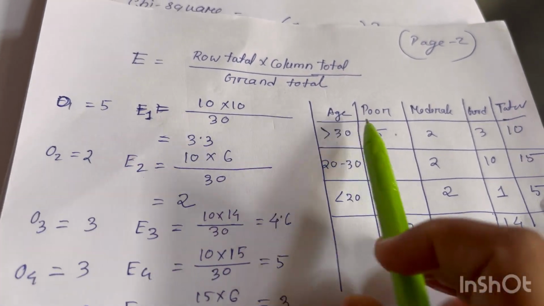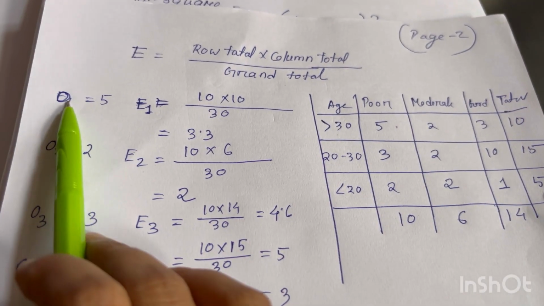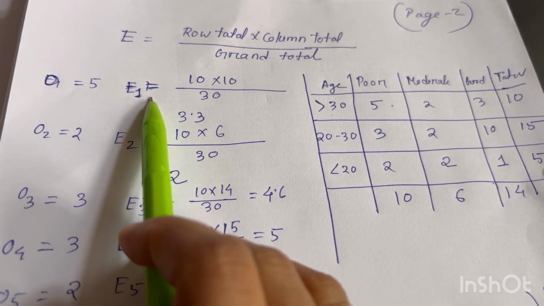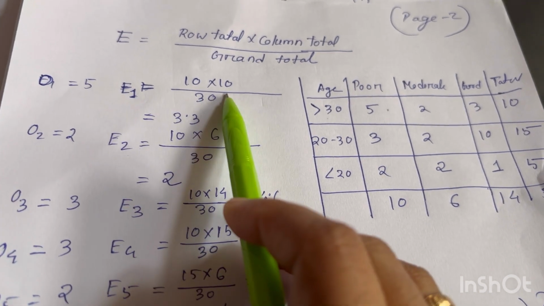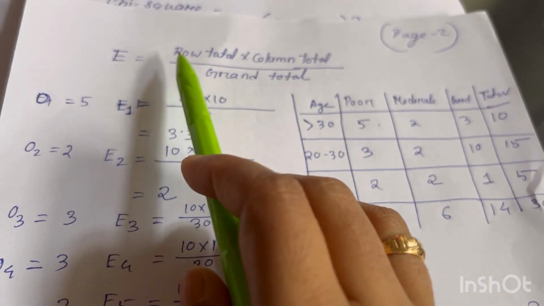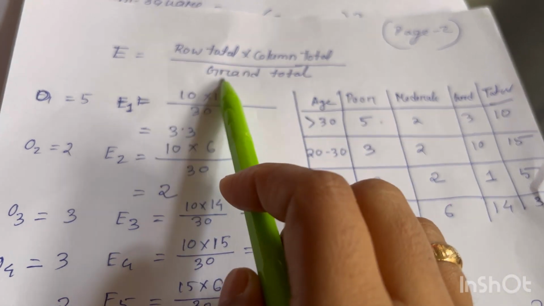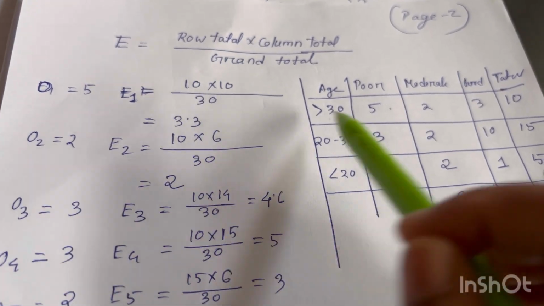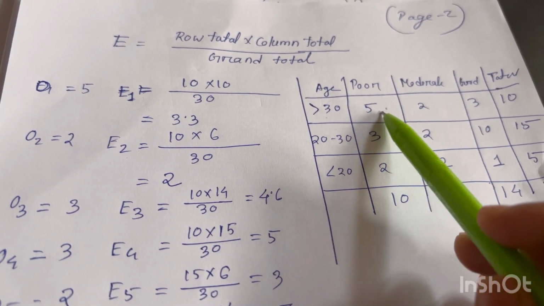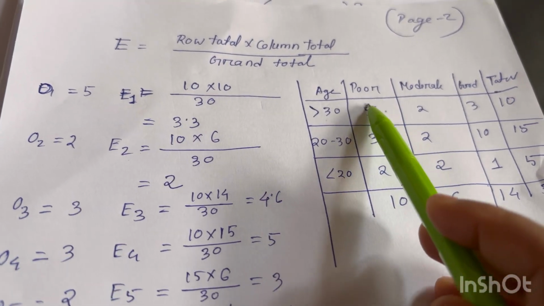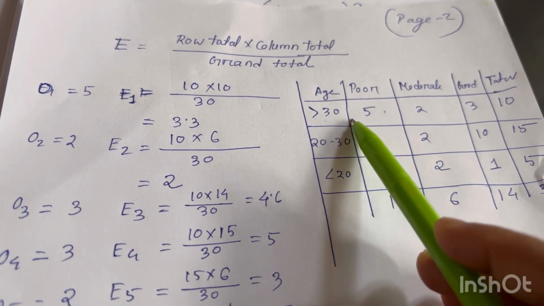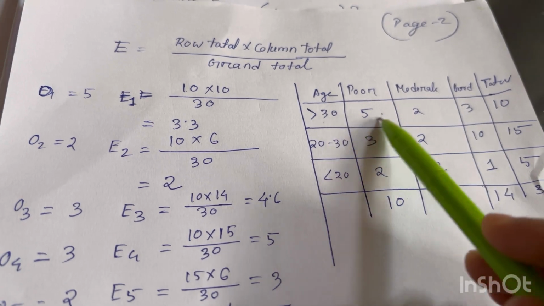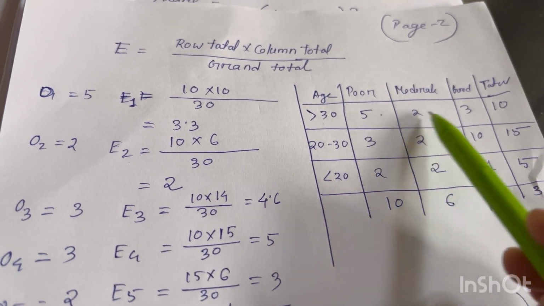So the first value: for observed frequency 1, that is 5, the expected value will be, we will place this formula, row total into column total divided by grand total. We are calculating the expected frequency for this value, observed value number 1. For this, what is the row total? This value falls in this row, right?